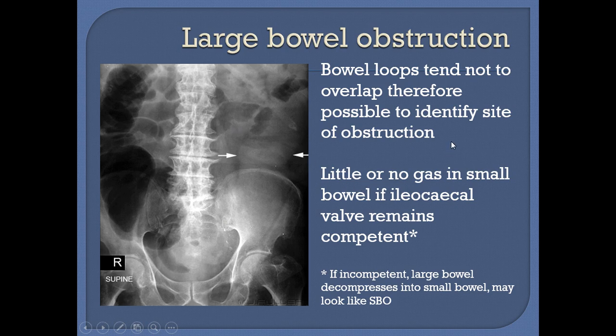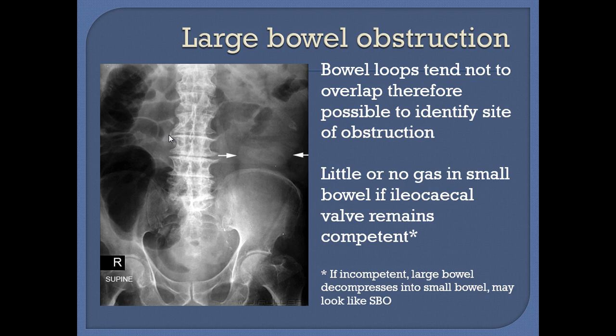In the large bowel loops, the bowel loops tend not to overlap, therefore it is possible to identify the site of obstruction, like in this case the ascending colon. The transverse colon is also distended, and you can see here some mass. In this case there is no gas in the small bowel because the ileocecal valve is competent.